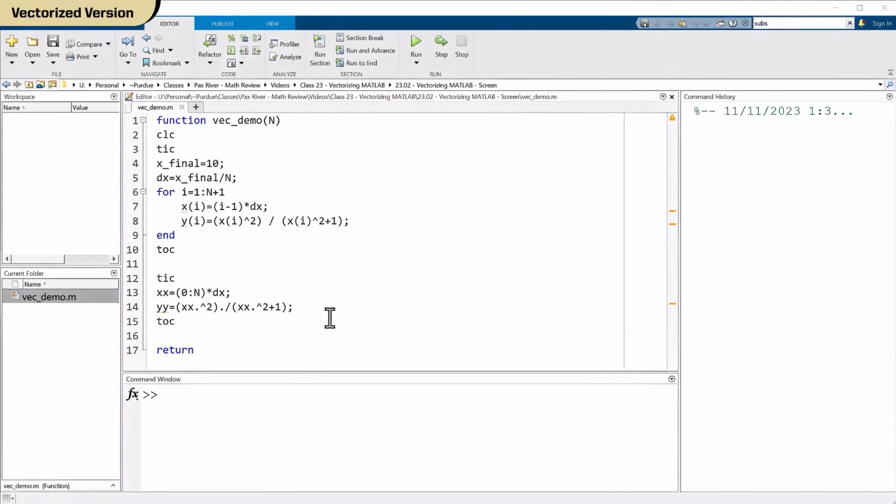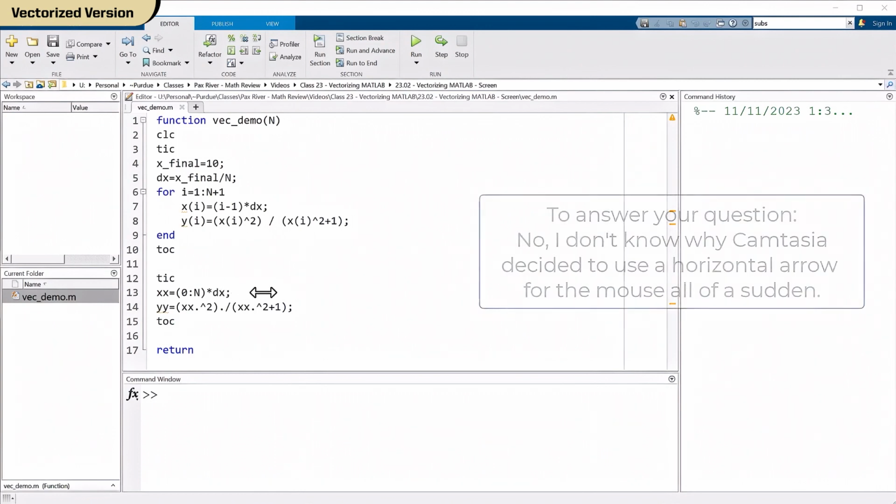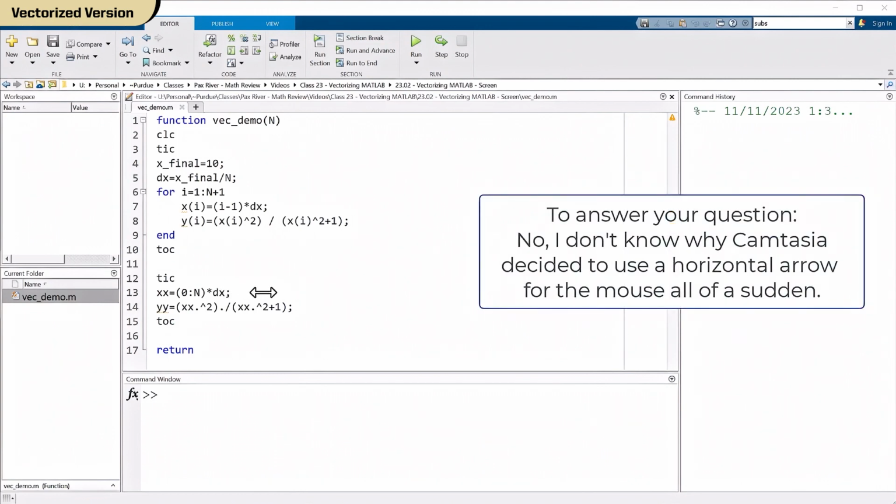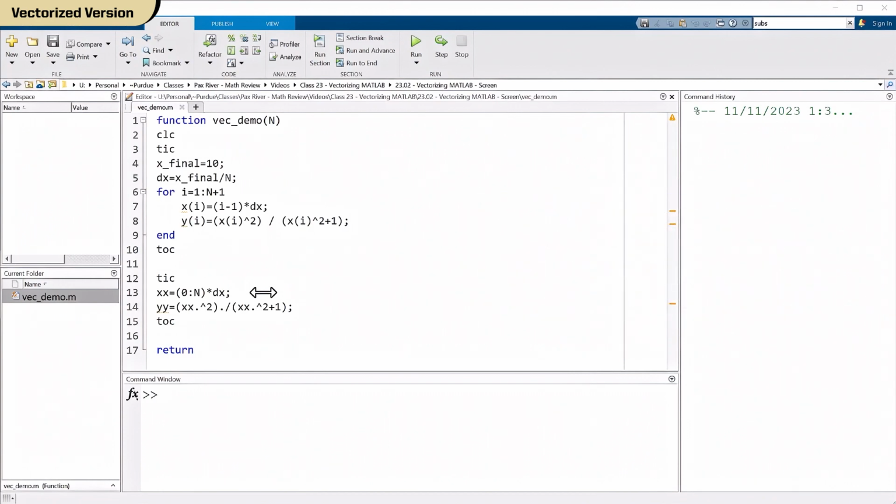And down here, this is the vectorized version now. Again, I've used tic and toc, so I'll have an elapsed time value there. Now rather than go through the loop, I've created a list of numbers that goes from 0 to n and multiplied that by dx. So you can see I've made a variable xx, and it equals all the x values I need all in one vector. I called this xx and this yy because I wanted to make sure it was a separate calculation, that it wasn't somehow using what was going on up there. So yy is just xx squared over the quantity xx squared plus 1.